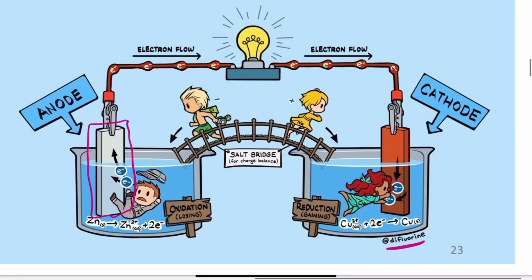I'm splitting these up into two pieces. So again, difluorine, definitely check out their page. Really, really like their graphics. I think they do a great job with them. But I really like this one for electrochemistry because for me, it really helped me see what was happening.